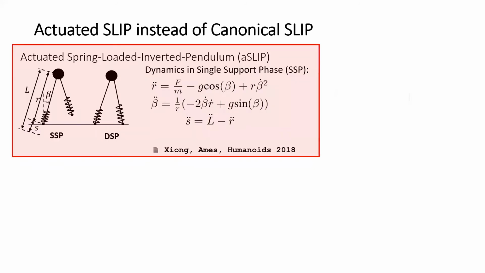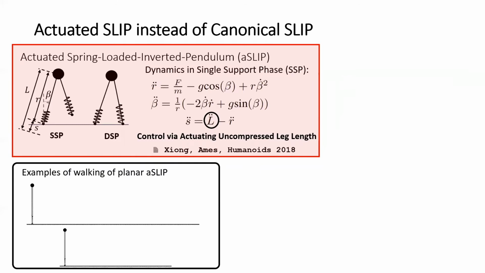Before we explain the stepping controller, we need to emphasize that the SLIP model we use is an actuated version of the canonical SLIP model. The actuation is realized by changing the uncompressed leg length. Mathematically, we can see it from its dynamics in polar coordinates. L double dot is the actuation. Here are two examples of the walking behaviors.